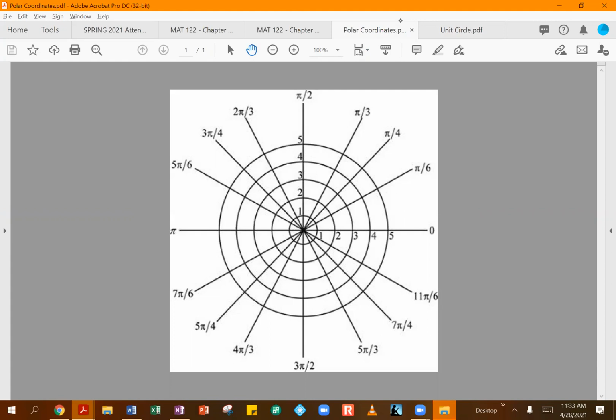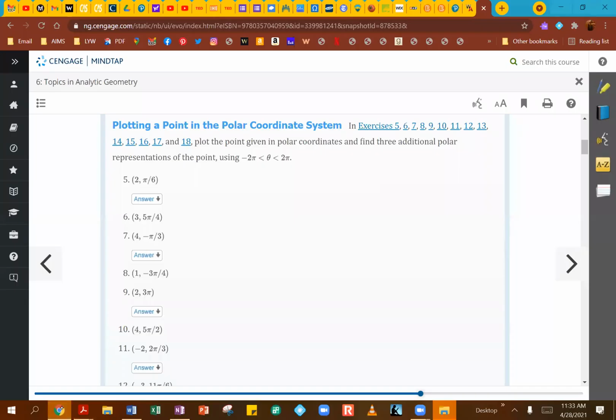So if you have a distance of 1, then we will be in that first circle. If you have a distance of 2, then we would be going out 2 units from the circle. So that's actually what these concentric circles come out to be. So our ordered pair over here is +1 and -3 pi over 4.